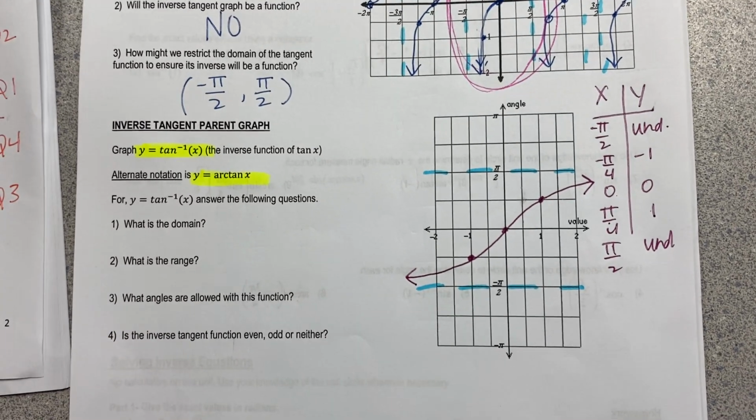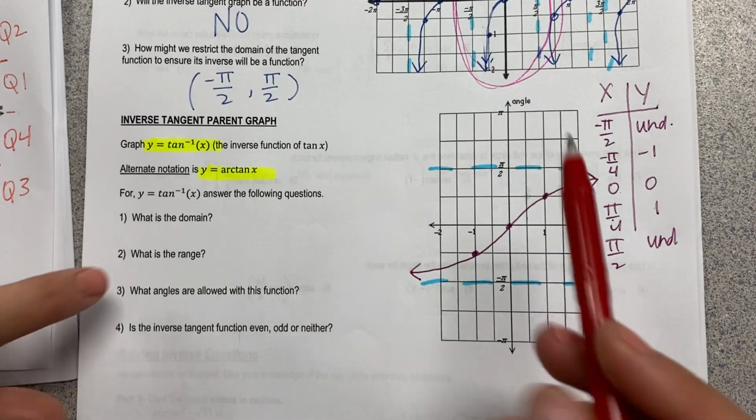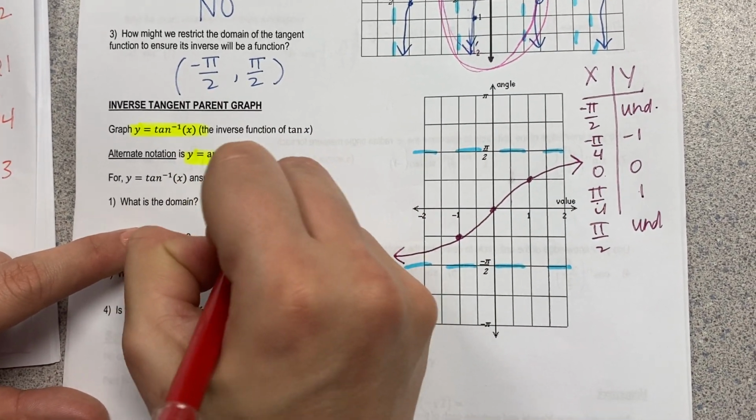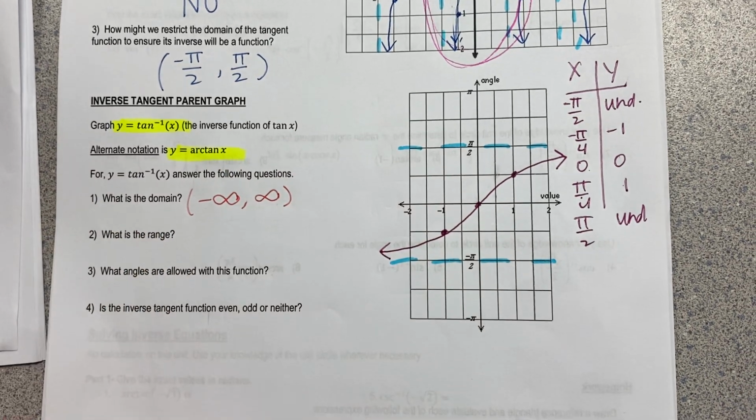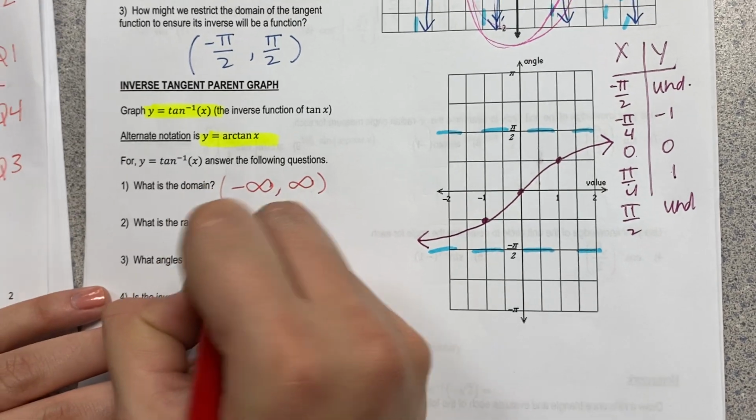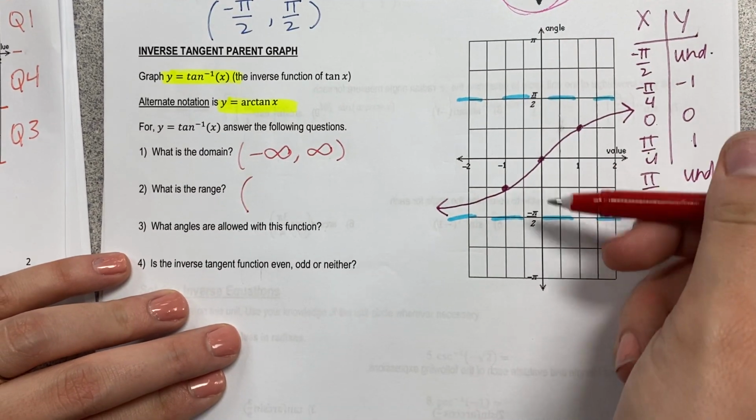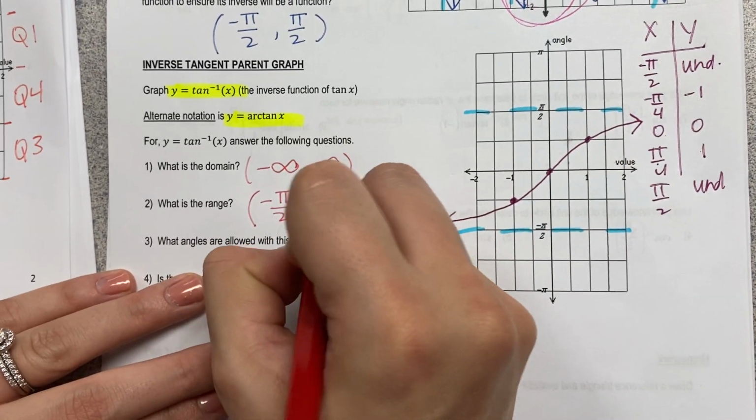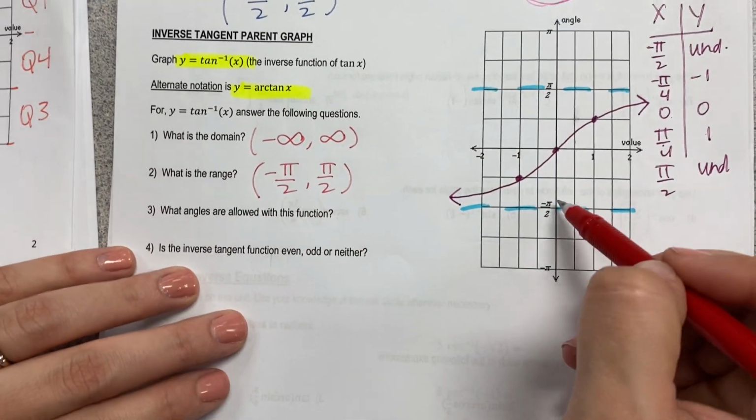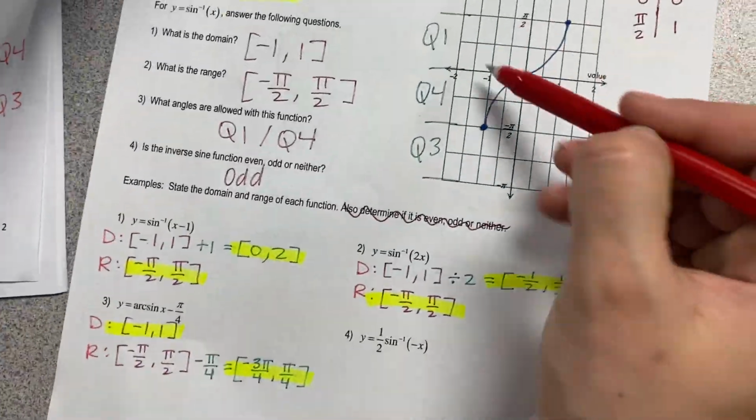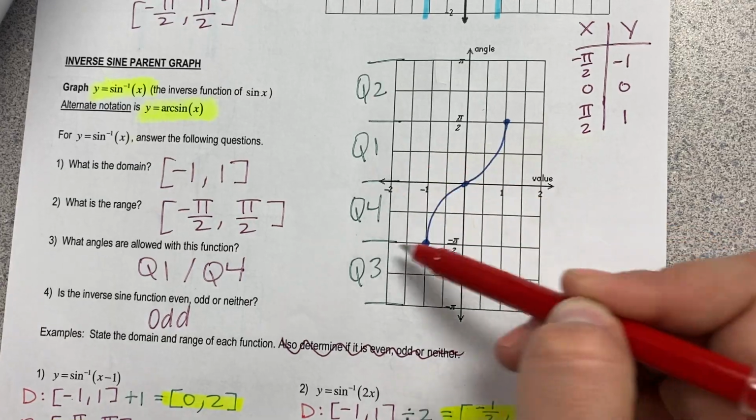Quickly, let's finish up by going over all of these. So domain, it goes left and right forever. So what is that? You guessed it, negative infinity to infinity. The range, bottom to top, is going to have soft brackets because of our asymptotes. So negative pi over 2 to pi over 2. What angles are allowed? Let's look at what quadrants that is. It looks like it's the same as sine where it's in the middle here. So that's 1 and 4.